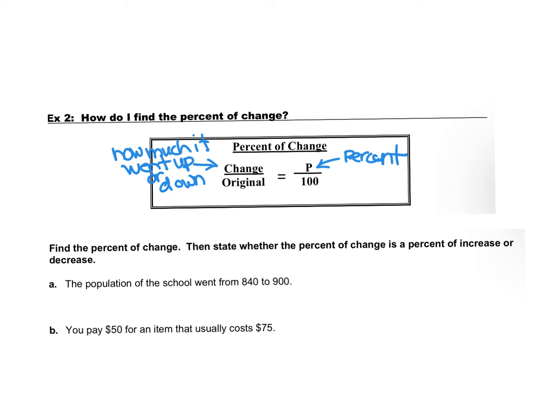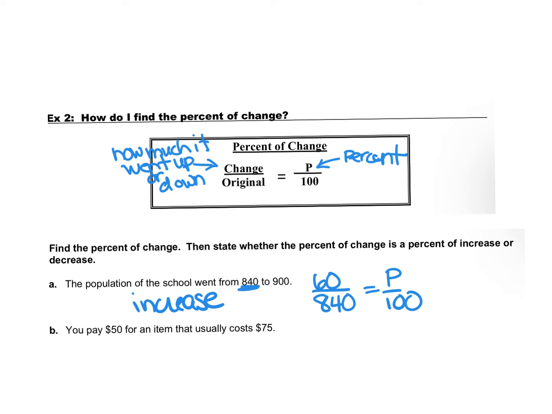So it says find the percent of change, then state whether the percent of change is a percent of increase or decrease. So for letter A, we have the population of the school went from 840 to 900. So we know that it's going to be an increase because it went up. And if I take then 900 minus 840, so it went up by 60. Now the original amount was 840, so I'm going to put it all over 840, and then I'm going to turn that to a percentage. So I'll take 60 times 100, and then I'm going to divide that by 840.